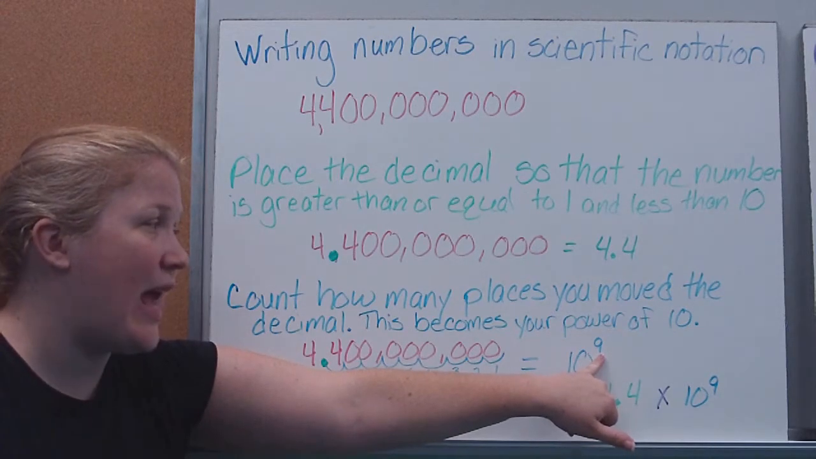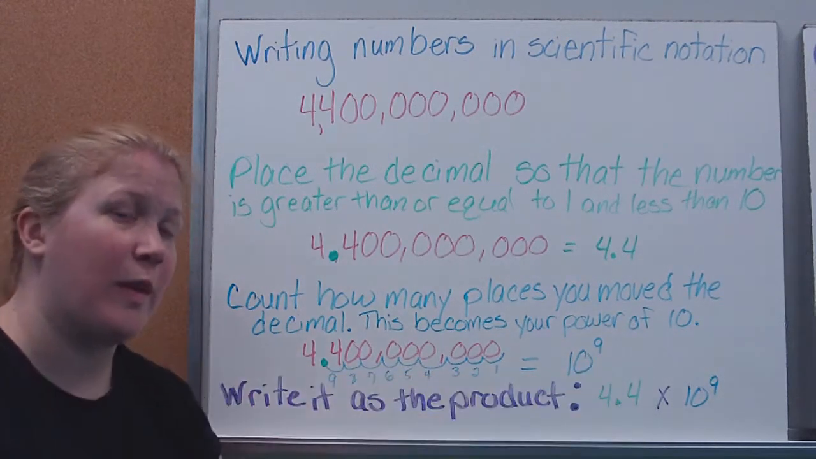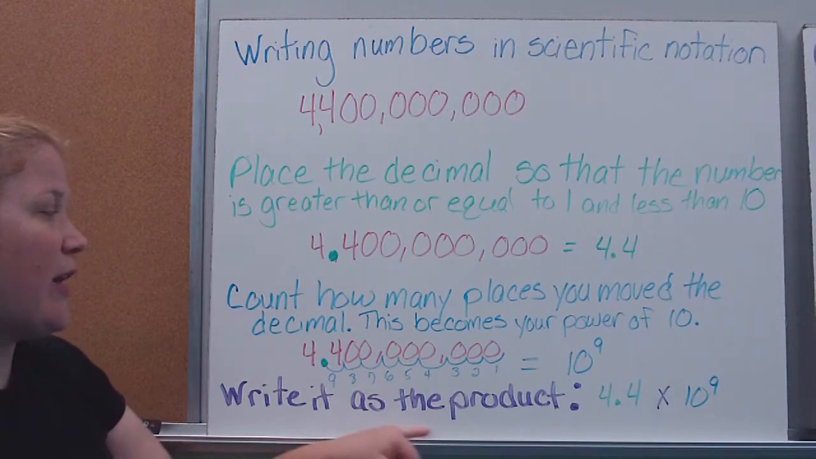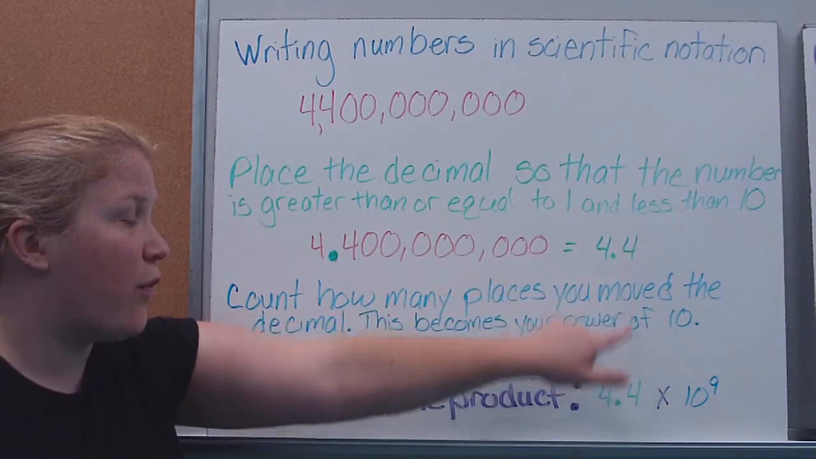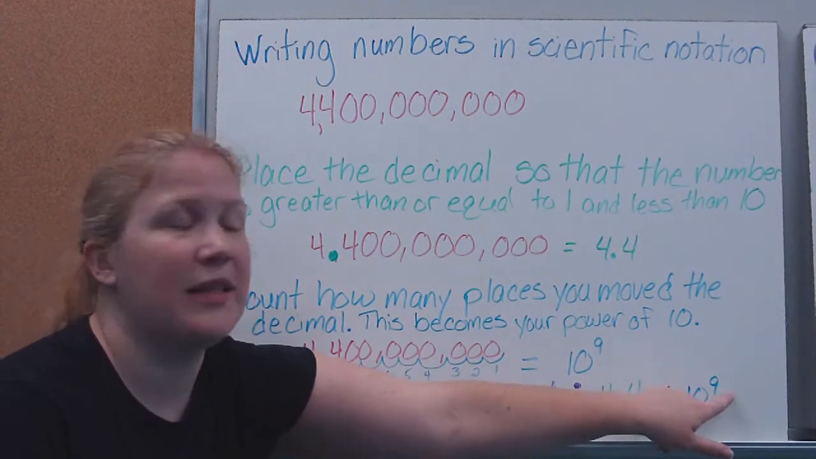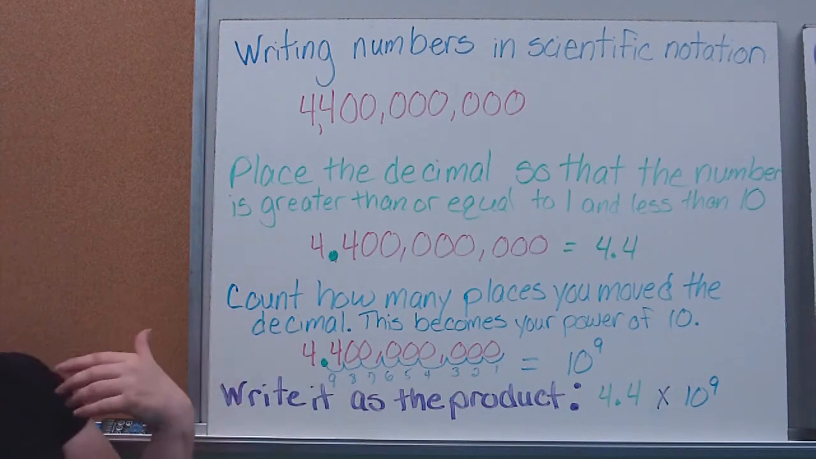So the base is always 10. It's 10 to the 9th because I moved my decimal 9 places. So I write it as the product of these two numbers, 4.4 times 10 to the 9th. And we'll do a few of those to practice.